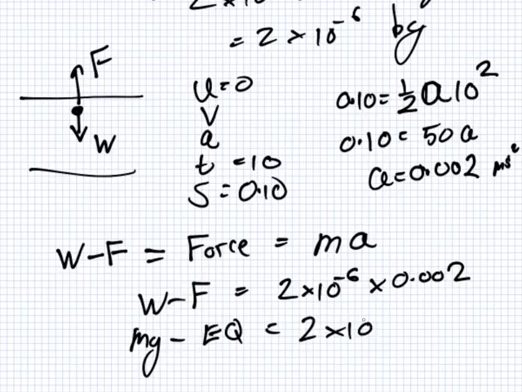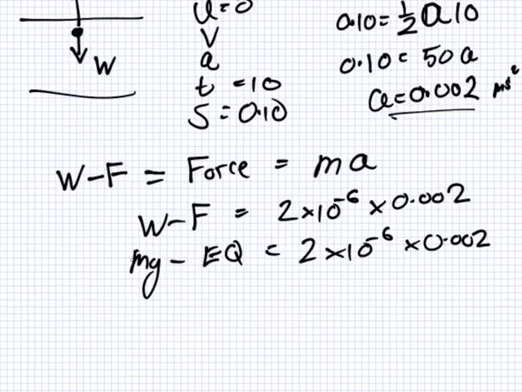Why do you subtract W and F? To get the total force. So the total force is what we've calculated before. We haven't calculated force yet. This acceleration is the total acceleration.